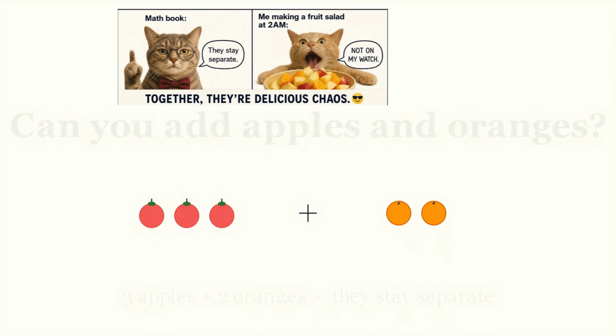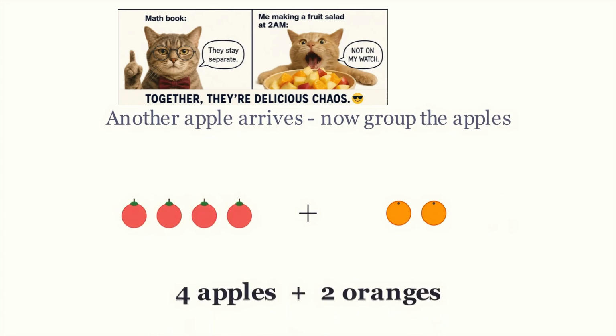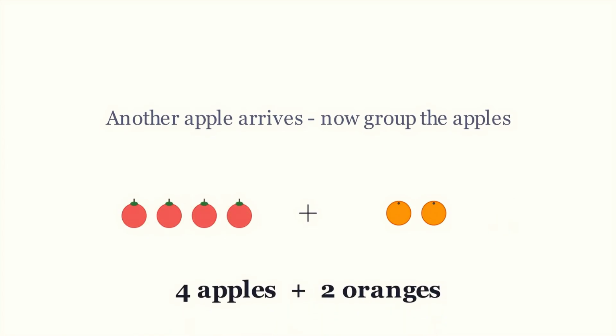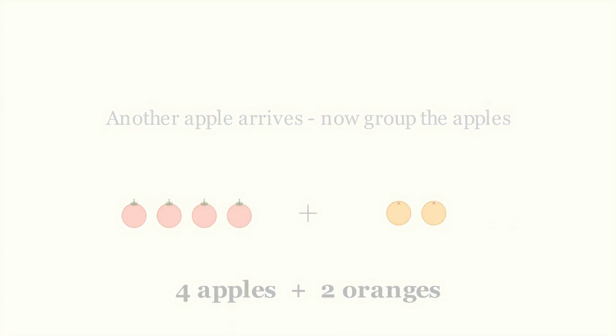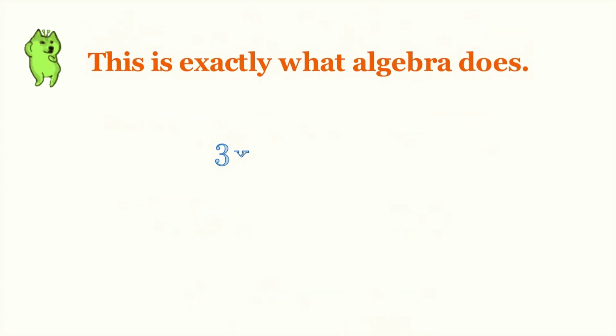But watch, if one more apple shows up, suddenly the apples have a squad. 4 apples, the oranges, still doing their own thing. And that, believe it or not, is the entire secret of algebra. Same thing, but make it math.